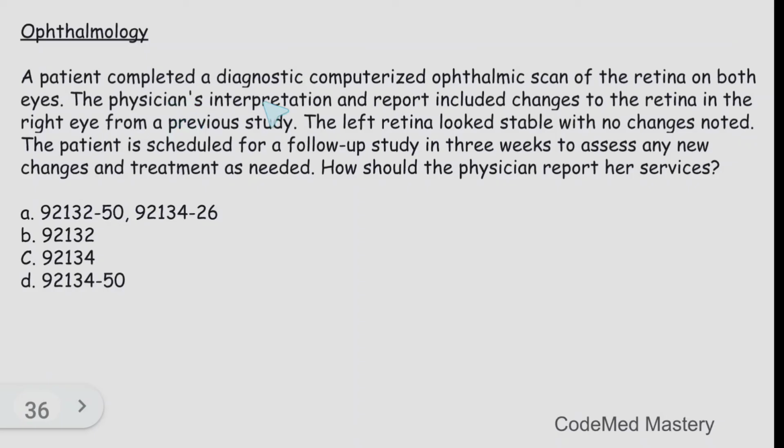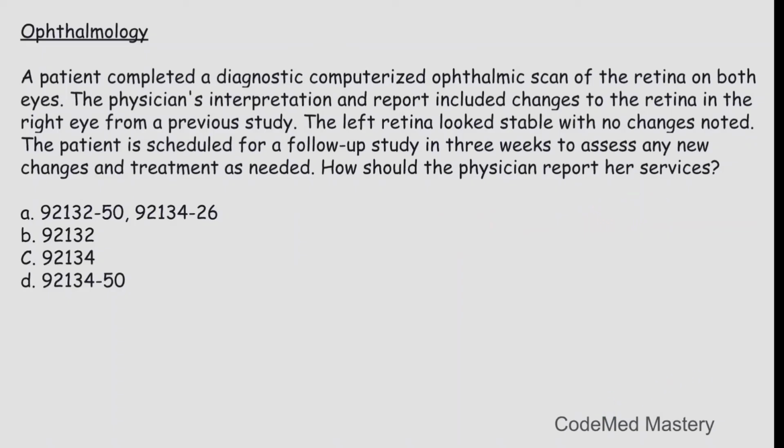A patient completed a diagnostic computerized ophthalmic scan of the retina on both eyes. The physician's interpretation and report included changes to the retina in the right eye from a previous study. The left retina looked stable and with no changes noted. The physician is scheduled for follow-up study in 3 weeks to assess any new changes and treatment as needed. How should the physician report the services?